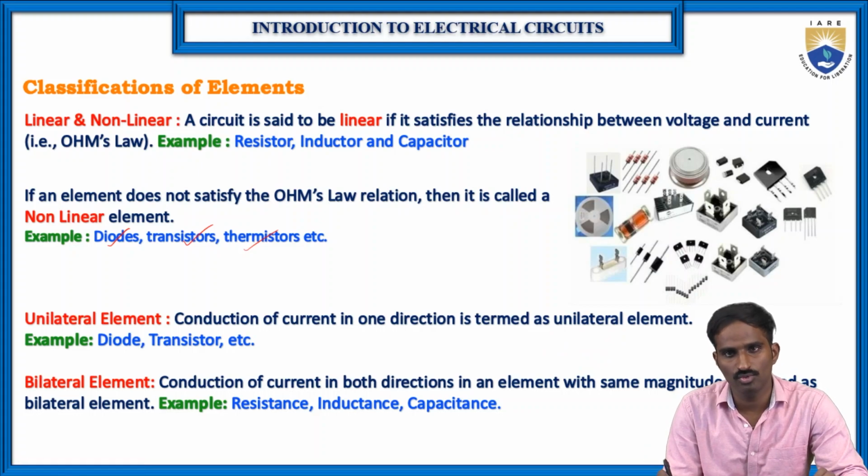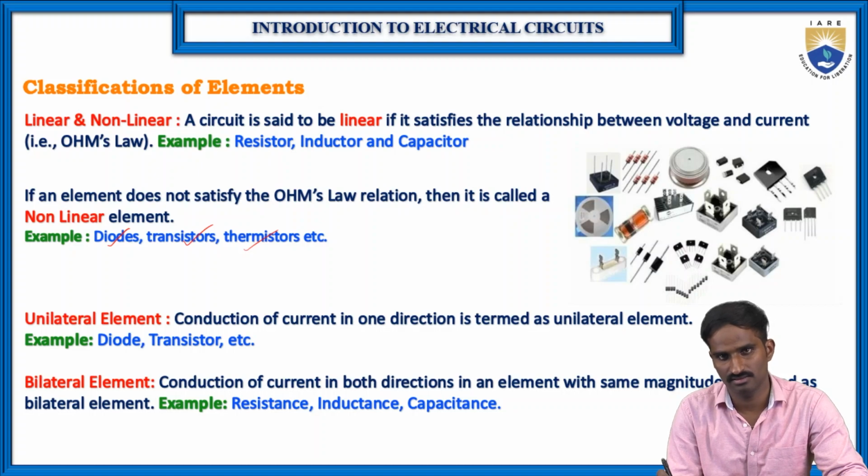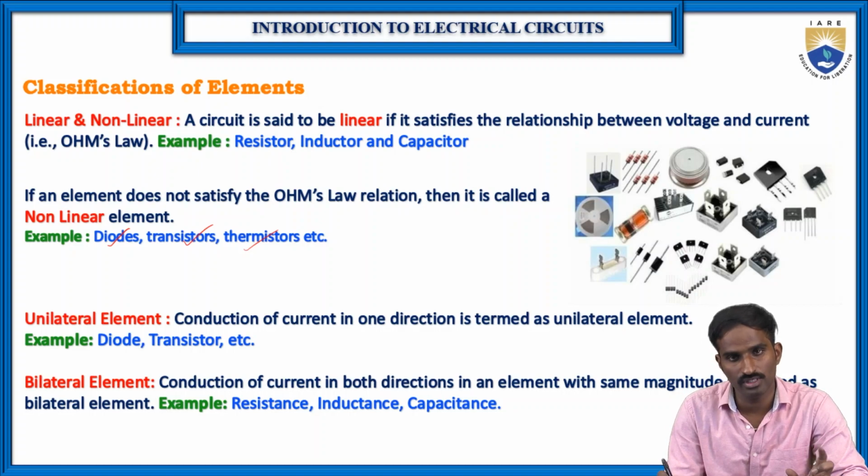Mostly many semiconductor devices, but not all, because there is a semiconductor device, the triac, right? The triac can allow the current flow through both directions. It will conduct in both directions. So some semiconductor devices are the best examples for the unilateral elements, and those are the diodes and transistors.